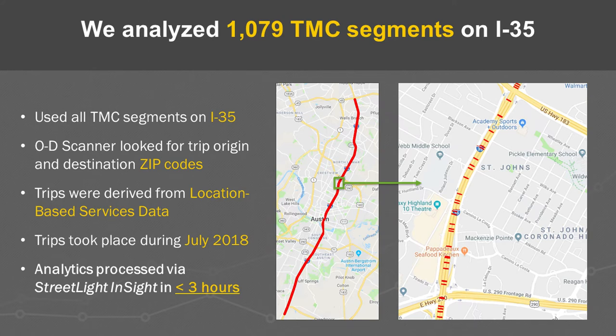So here at StreetLight, with all the noise and activity around I-35, we thought it presented us with a great opportunity to showcase our OD scanner. So this is what we did. We uploaded a shapefile of a little over 1,000 TMC segments to the StreetLight InSight platform, and then we scanned for the origins and destinations by zip code of all the trips that passed through each segment during just 1 month, July 2018. And all of this processed very quickly, under 3 hours.